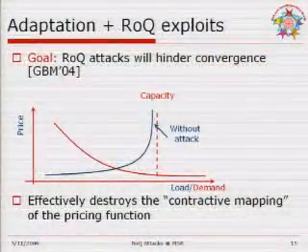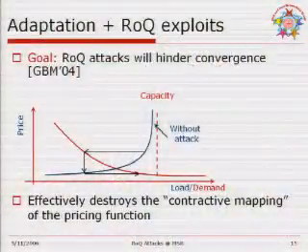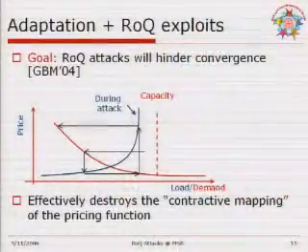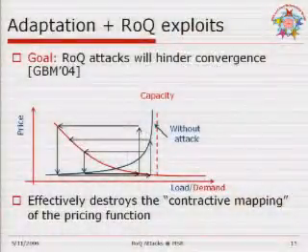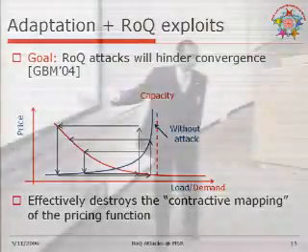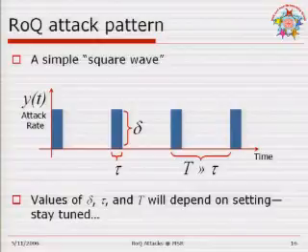So RoQ Attacks will try to prevent this convergence. So these are the curves, on the x-axis load, and on the y-axis the price. And once you start converging, the attacker, if he can push the capacity of the system somehow, then the prices will be very high. And if he can do this at points in time, then you will never converge to this operating point. So in effect, RoQ Attacks will destroy this contractive mapping for these functions that is essential for this convergence. So how can the attacker do this?